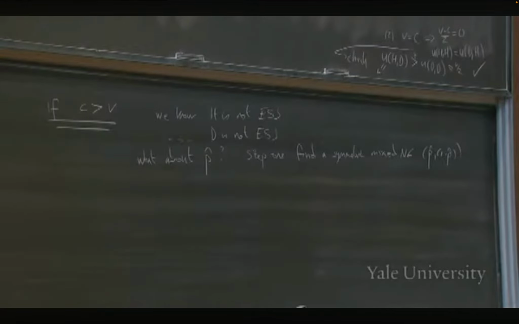How do I find a mixed strategy? Just find anybody. How do we find it? How do I find a mixed strategy equilibrium? Just use the other player's payoff. I use the other player's payoffs, and what do I do with them? You set them equal? Set them equal, okay?